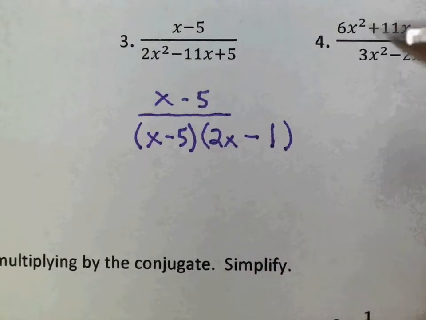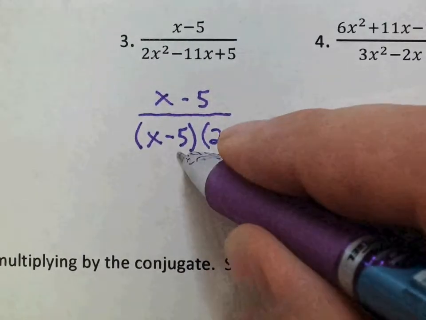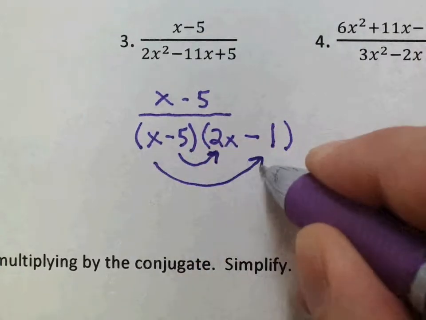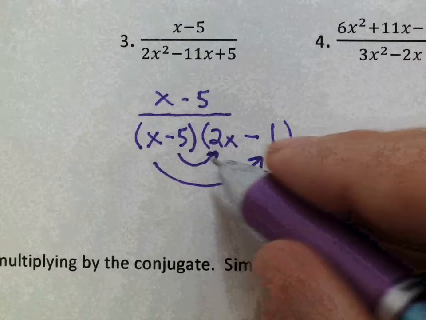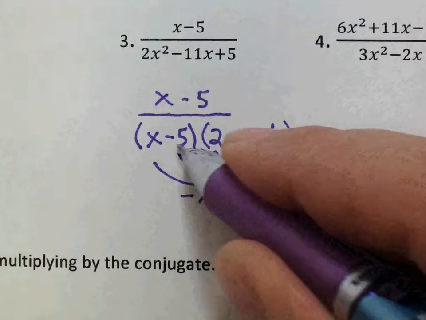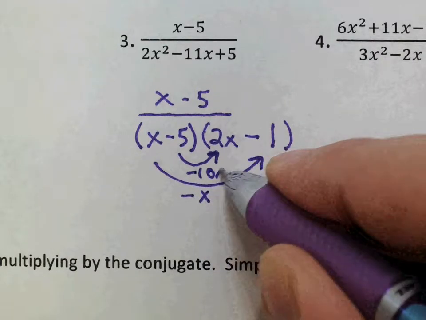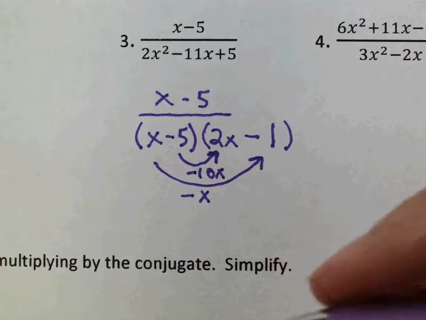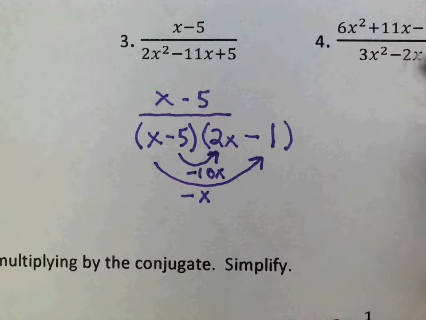Now we do need to check and make sure that this gives us the correct middle term. We can do that by multiplying the outside terms and the two inner terms. X times negative 1 is negative x. Negative 5 times 2x is negative 10x. And that adds up to be negative 11x. So this is factored correctly.